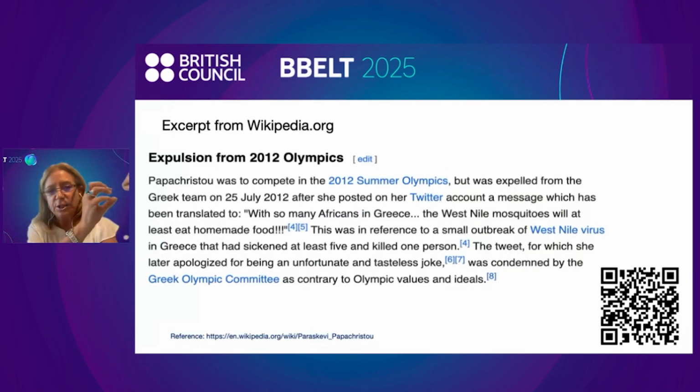This is an excerpt from Wikipedia. If you want to use the QR code, you can read the story directly from the newspaper.